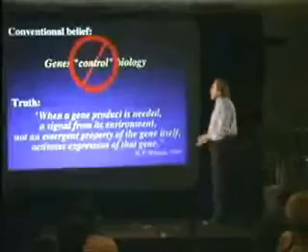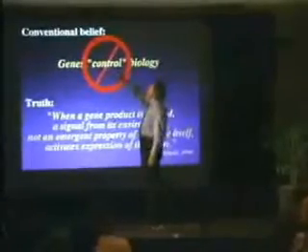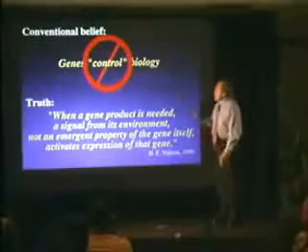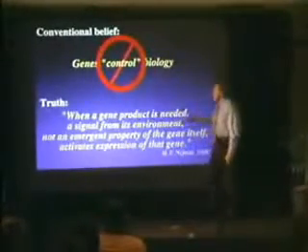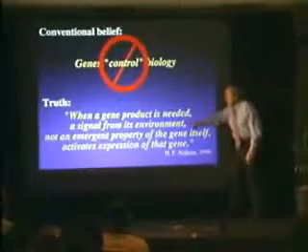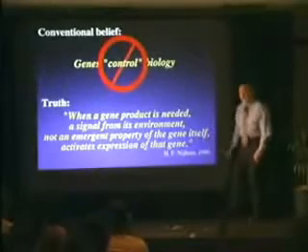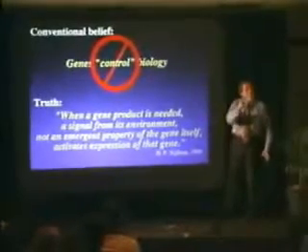What is the truth? Well, the answer is this. The first thing, the conventional belief, genes control biology, is totally false. Why? Genes can't turn themselves on. Genes can't turn themselves off. How are they going to control anything? They can't control themselves. So bottom line is the genes aren't in charge. So the question is, if I need a gene to be activated, and why would a gene be activated? To make the proteins for the cell that needs to do the behavior. So the truth statement is this. When a gene product is needed, a signal from its environment, not an emergent property of the gene itself, activates expression of the gene. Well, that's somewhat of a complicated sentence, so let's simplify it.